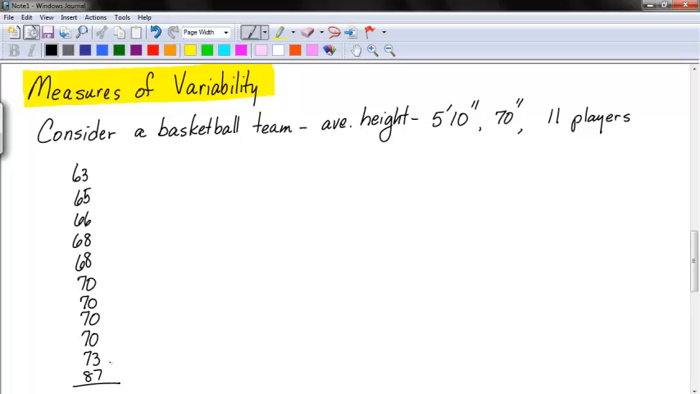7'3". If I was the opposing coach, if all you told me was their average height was 5 feet 10, oh, not a problem. Until you hear about this 87 inch, 7'3" guy, I'd want to know if I was the opposing coach. Okay, so these are their heights.